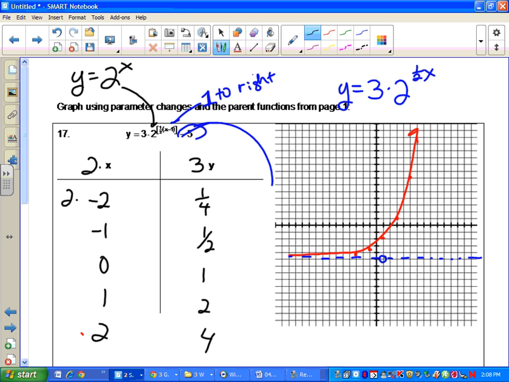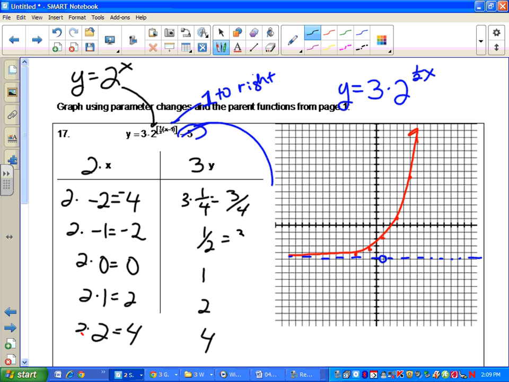So if I just multiply these by 2, and you really can kind of think about it. 4, what is this? That's -4, isn't it? -2. And you'll get to where you can do this without making a table at all. Okay, let's finish this out. This would be what? 3/4, 3/2, 3, 6, 12. Agreed?